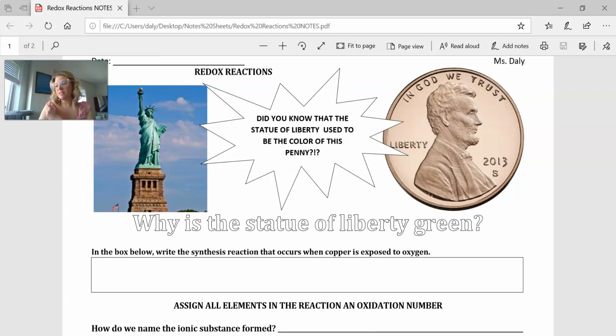So what I'd like to do is take a look at one of the things that might be happening, and we have to think about the different elements that the Statue of Liberty is exposed to, right? It's not just oxygen, carbon dioxide, or nitrogen, it's water and salt and all sorts of things. So this is an oversimplification of what's going on at the Statue of Liberty, but I did want to take a look at the reaction between copper and oxygen.